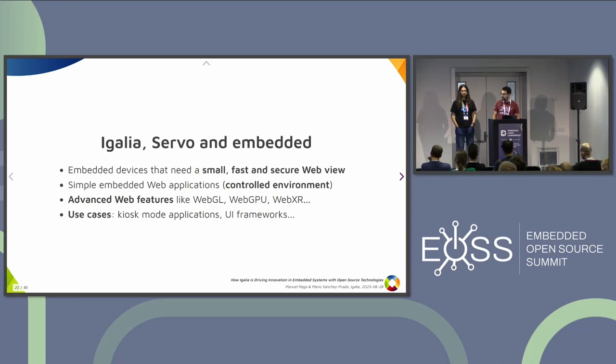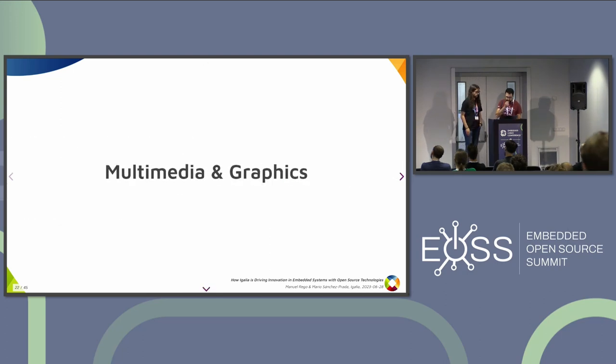It will be nice for them to also use a web view that is written in Rust, like Servo. It's not really for general browsing, but it can be good for other smaller cases. So now, changing the topic to multimedia and graphics.